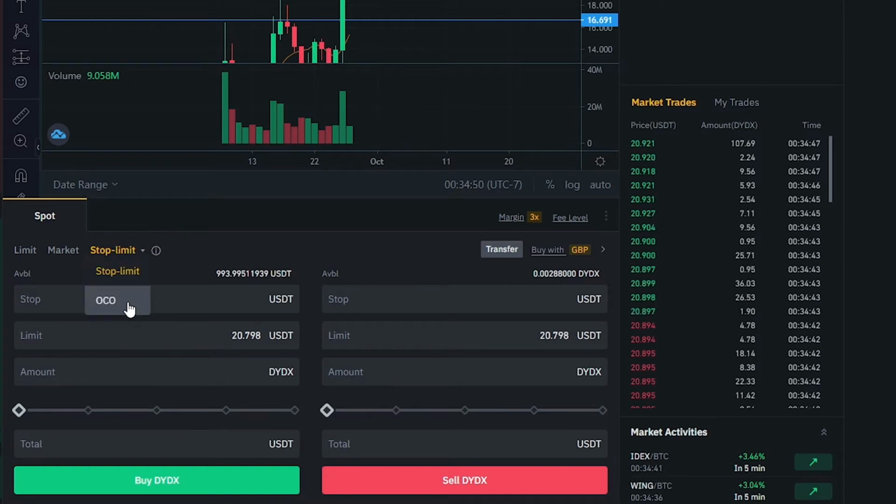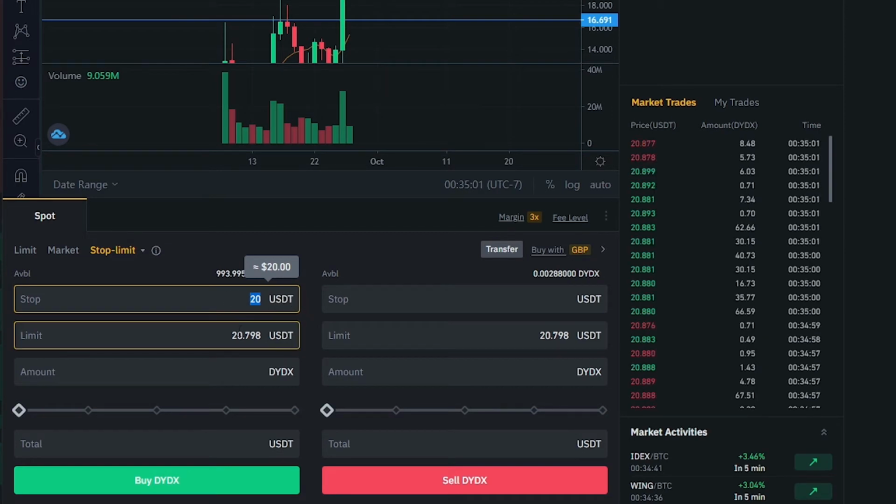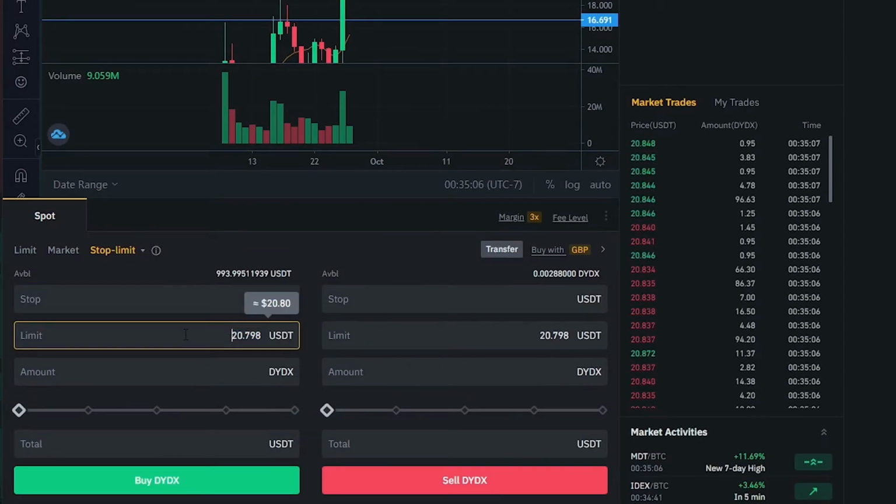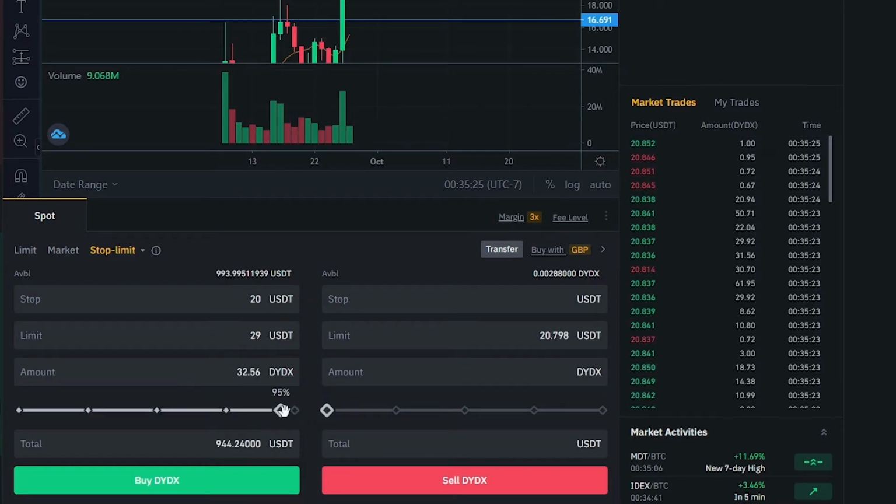Now if you see this over here, we have a stop limit order, and this is definitely a little bit more advanced. If you want to place a stop limit order, that means, let's say I put in like $20 for the stop. That means that once the price hits $20, I'll be able to buy it at $20.80 basically. Let's say if the stop hits at $20 and I want to buy it at like $29, you can also do that as well. Then all you gotta do is drag this over here and then click on buy. Now I don't really use this ever, so if you guys want to try that out, go ahead. But me personally, I haven't really used it.